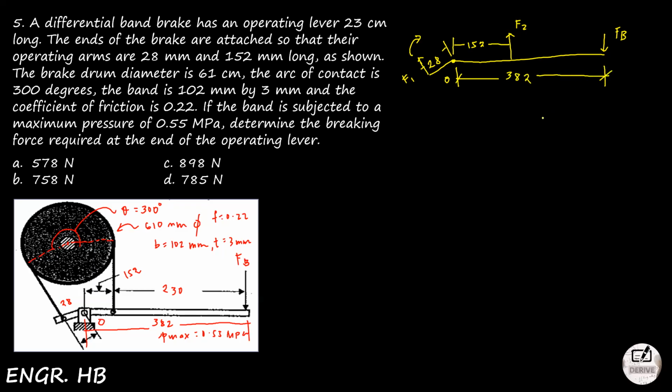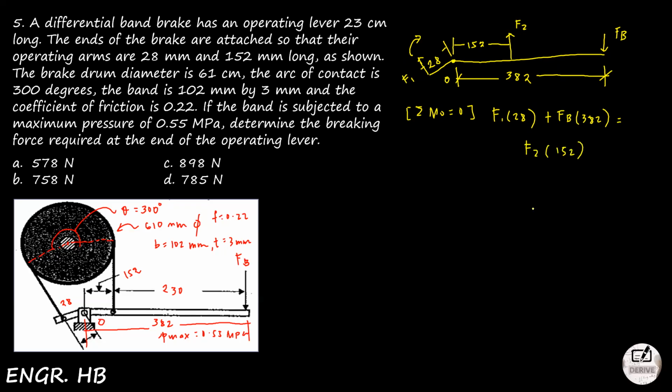Okay. So, pwede na tayong mag-moment of O. So, pwede nating sabihin na F1 times 28. So, ang magka-partner is F1 and FB kasi pareho silang pag ganun, papuntang O. So, that was 382 at itong F2 kasi is pag ganun. So, that was equal to F2 times 152.